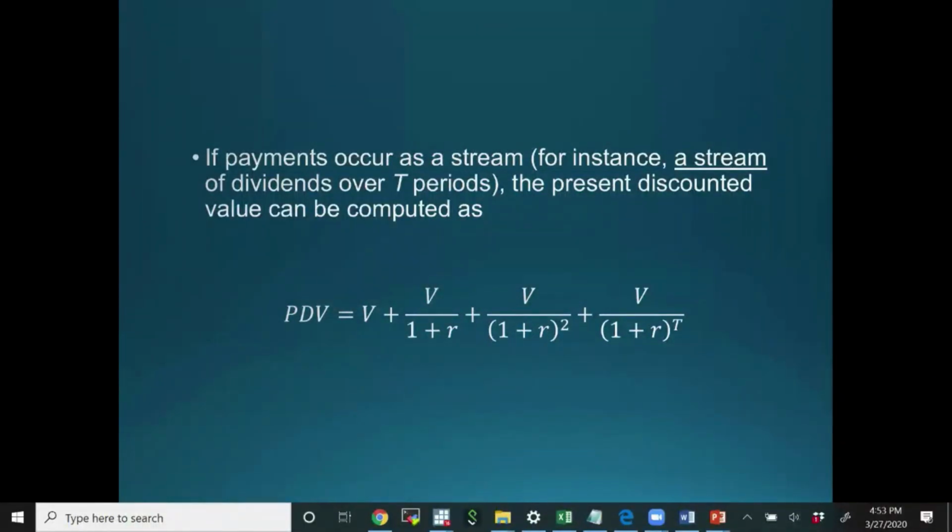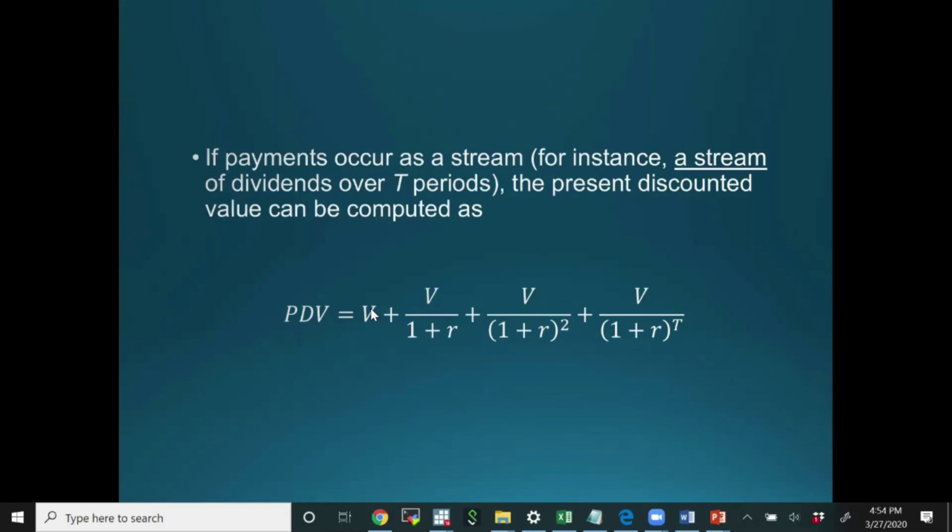Now we're going to look at a scenario where you receive some payment V each period, this period, the next period, 2 periods from now, and so on, up to period capital T. And we want to know what the present discounted value is of this stream of payments, where each payment is identical. Each payment is equal to V. V might be $100, V might be $200, whatever the amount is that you're getting every period, that is denoted by V.